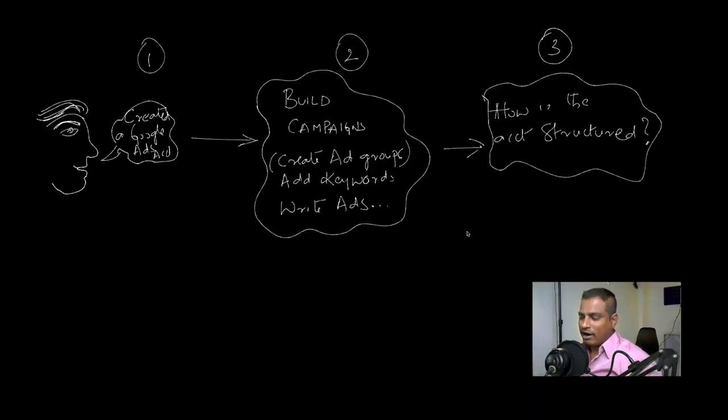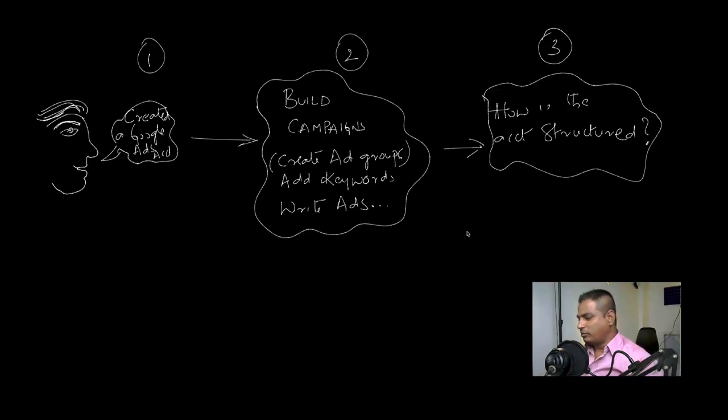Pardon me for the bad art. That's you, who is trying to create a Google Ads account because you wanted to advertise on Google. So the first thing that you would do is go ahead and create a Google Ads account. When you create a Google Ads account, agreed, it's very simple. You just need an email ID and password. You go to ads.google.com. You get started. Fine. So what next? What do you do next?